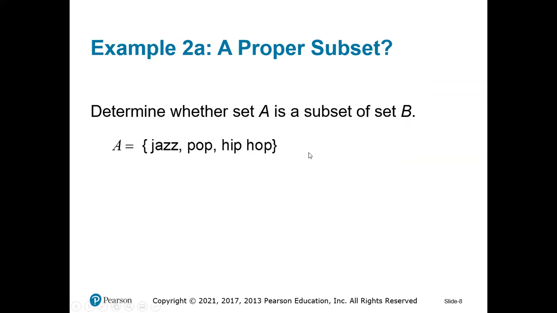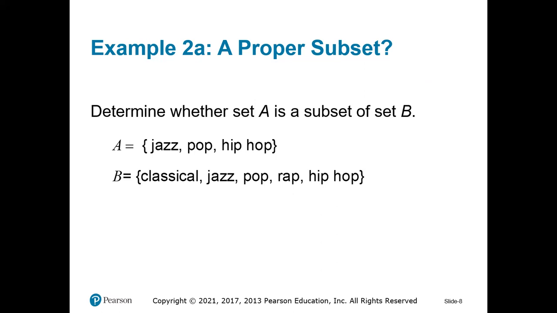Here's an example. Suppose A is the set jazz, pop, hip hop. Hip hop is just one element. B is classical, jazz, pop, rap, hip hop. So is A a subset of B? Yes, because every element in A is an element of B, so it is a subset. Is it a proper subset? The answer is yes, because you can see that there are elements in B that are not in A.